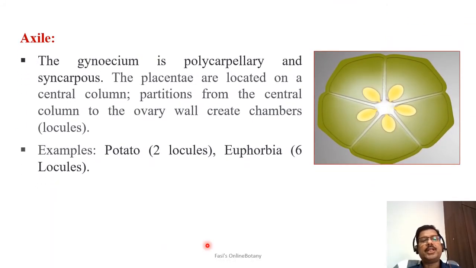In axile placentation, the gynoecium is polycarpellary and syncarpous. The placenta are located on the central column, and partitions from the central column to the ovary wall create chambers. These are also called locules. The number may differ from plant to plant. For example, in potato only 2 chambers are there. In euphorbia, 6 chambers. Likewise, it differs.